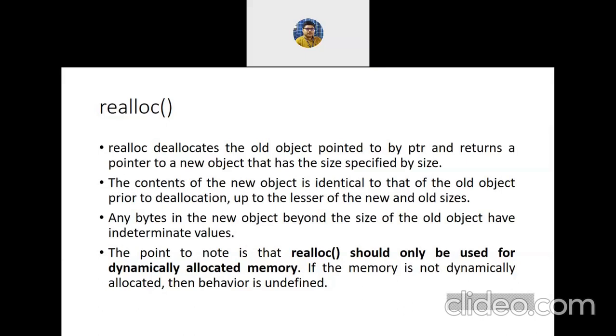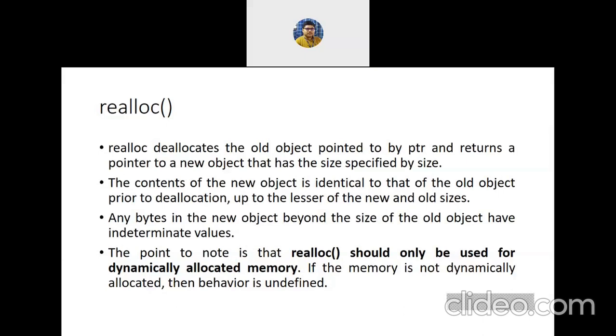So what is the case? You have already allocated 5 integers. You have taken 5 inputs from the user. Now you want to shrink the size. If that is the case, that's why this point is mentioned: up to the lesser of the new and old sizes. Which one is the lesser? Maybe the new size is lesser, maybe the old size is lesser. That's why it is mentioned.